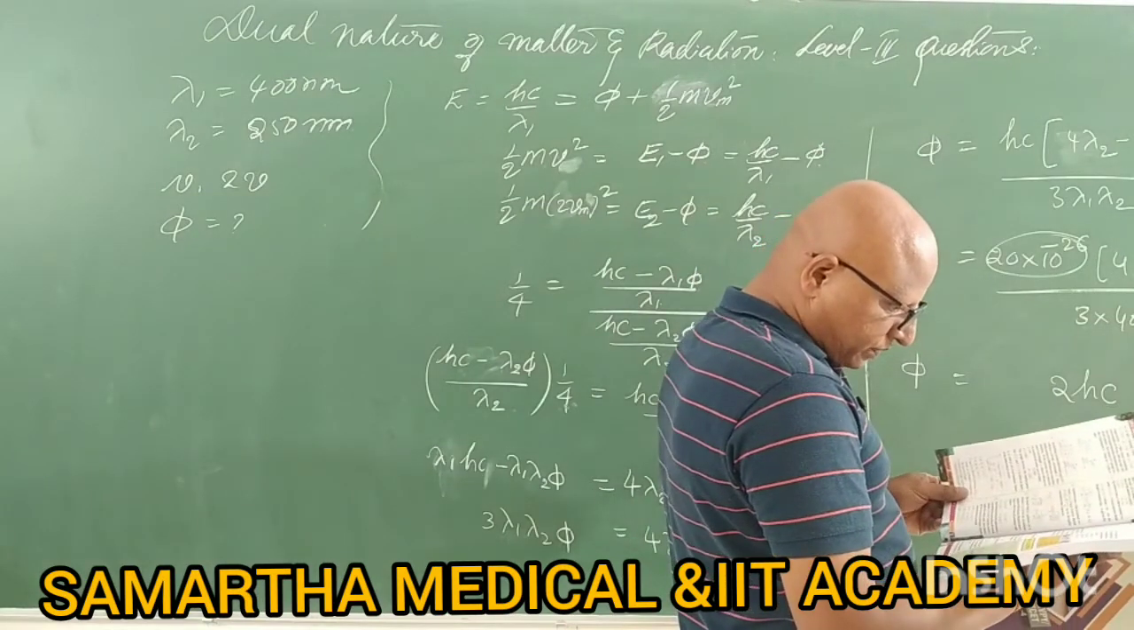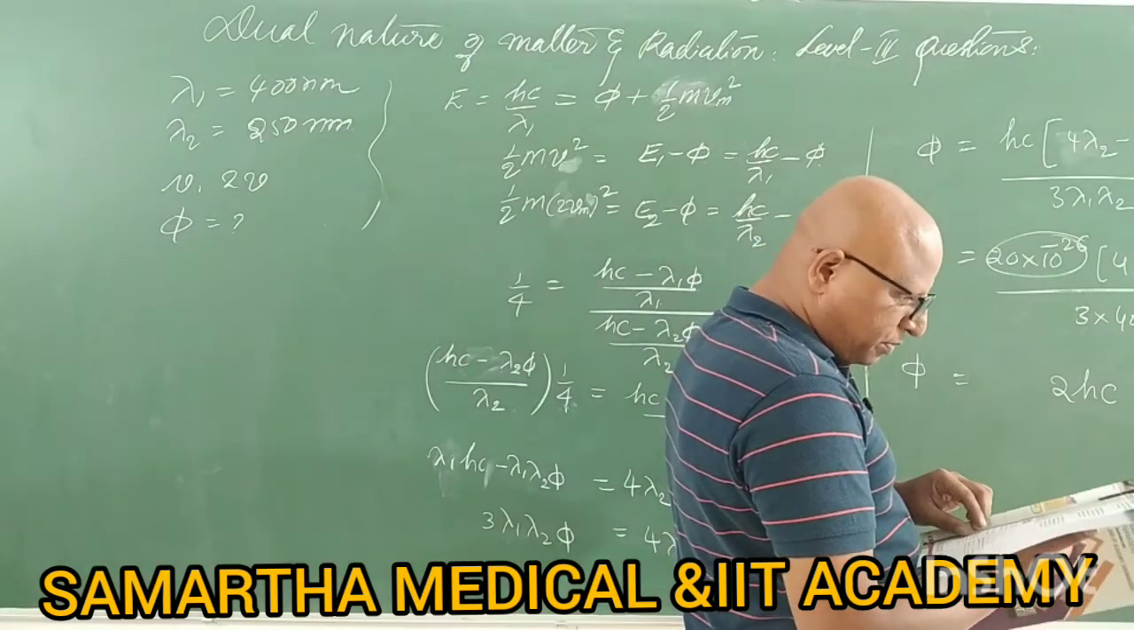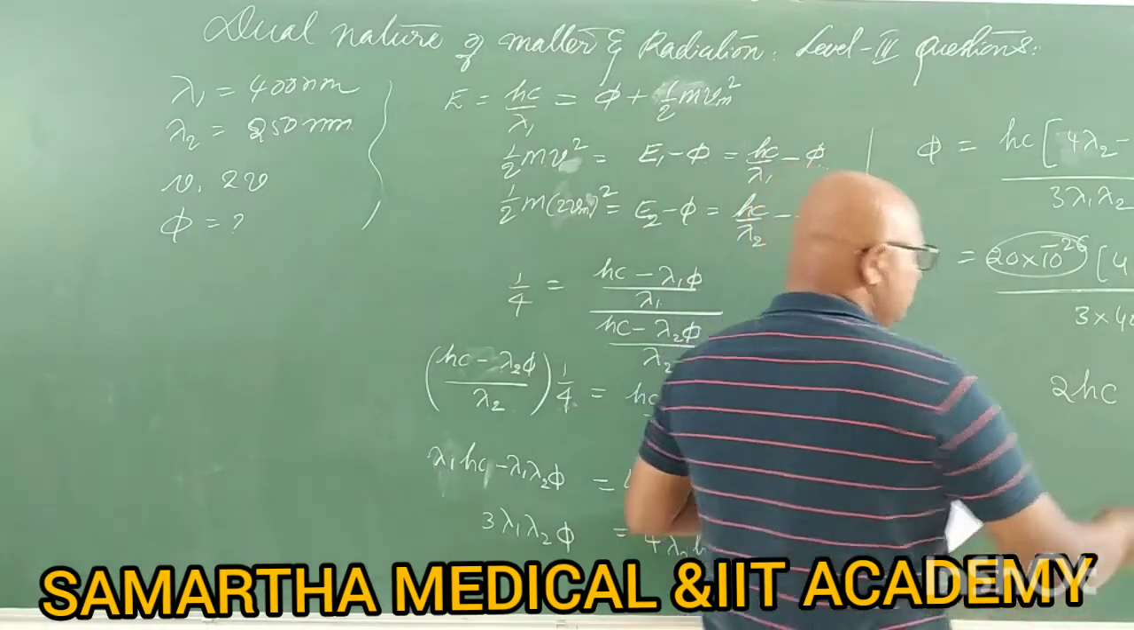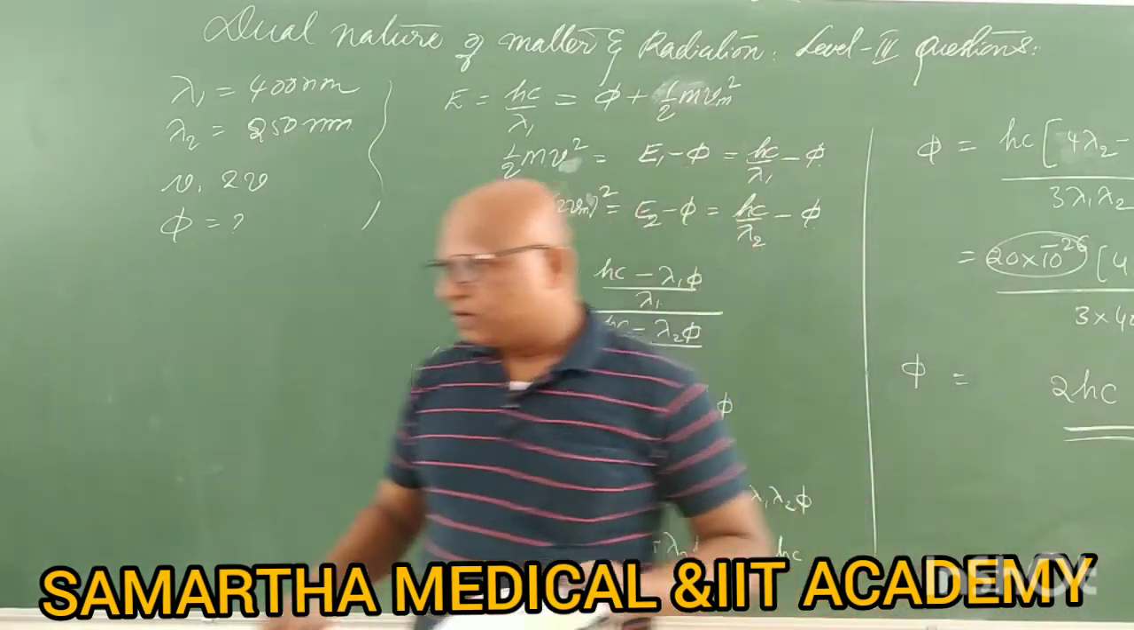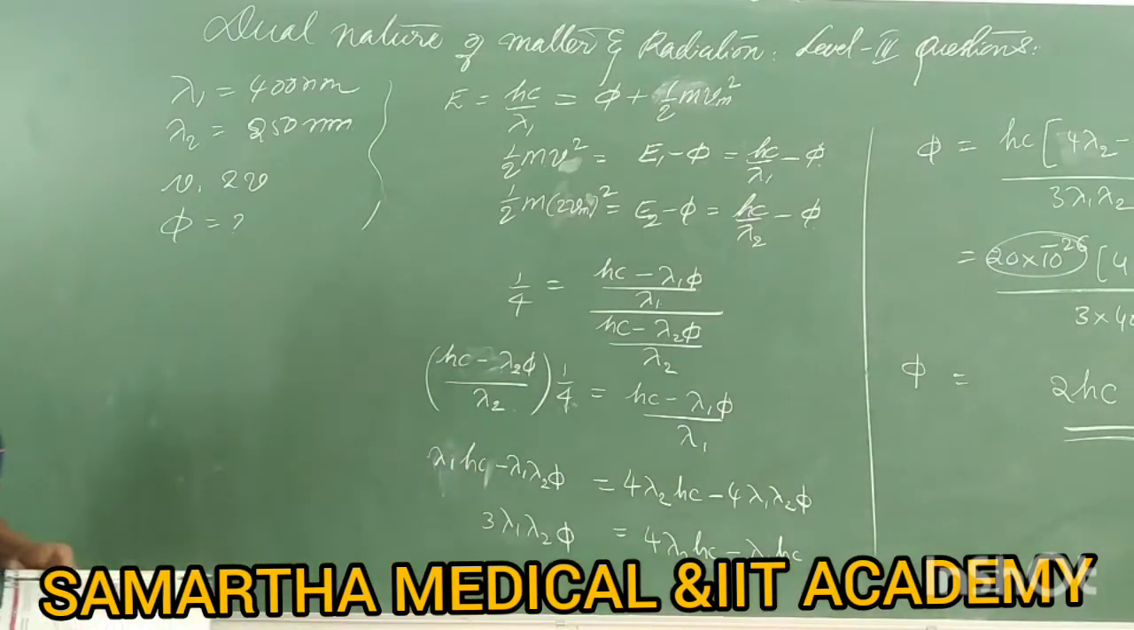Third question, yeah, first option, that is 2 Hc into 10 to the power 6 joule. The answer is in joule, you need not convert this into eV. Okay, this is the answer, we know. 400 nanometer, 250 nanometer, and after solving this, we could come to this thing.